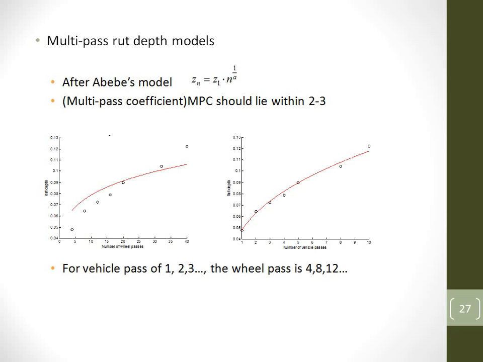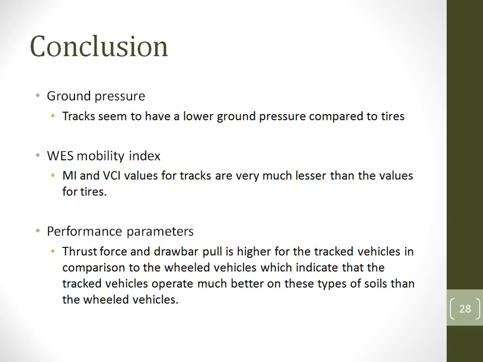And some of the conclusions: we can see that the ground pressure for the tracked vehicles is much lesser than that for the tires. Also the VCI values for the tracked vehicles were much lesser, which makes them better on soft soil. We could also find that the thrust force and the drawbar pull are higher for the tracked vehicles, which again makes them much better on soft soil than wheeled vehicles.